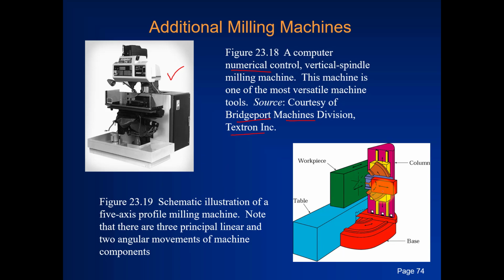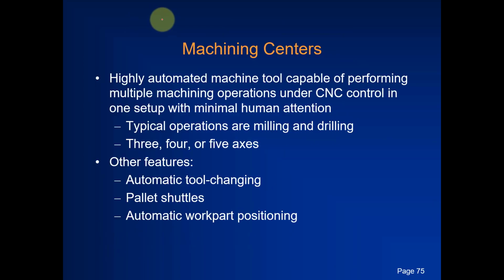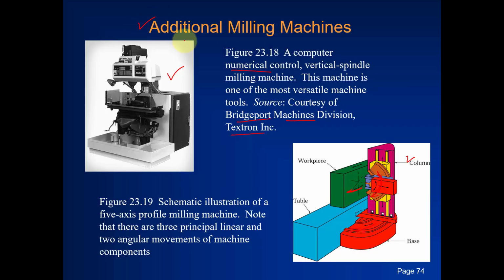So you can see that the table can be moved in this direction, and here is a column in which the cutting tool can move upward. It can be swiveled at a certain angle, and it can also move in this direction. So there are more degrees of freedom in CNC machines. Again, most of you are not aware of what CNC machines are.